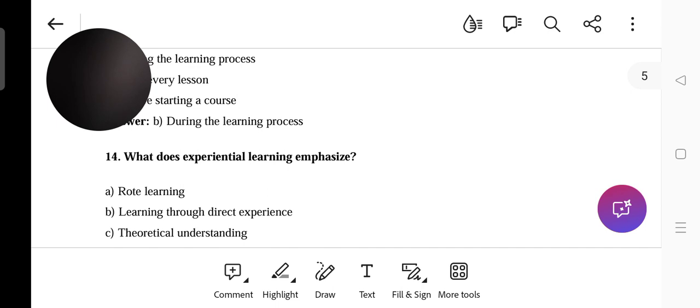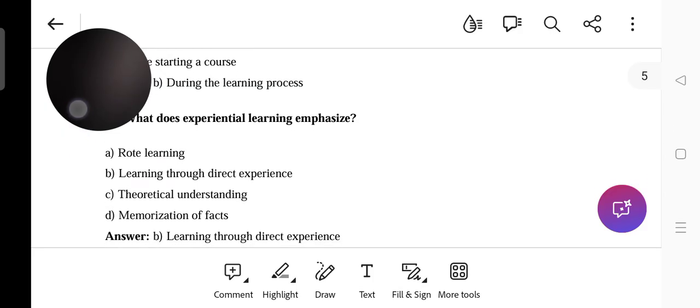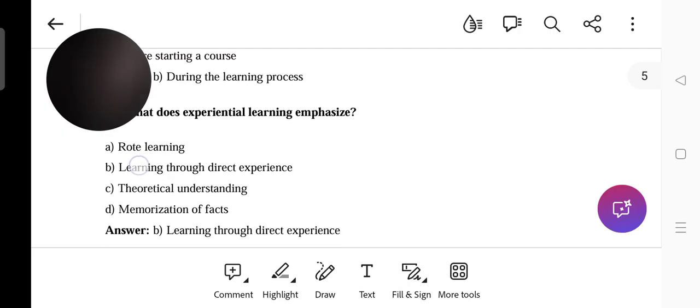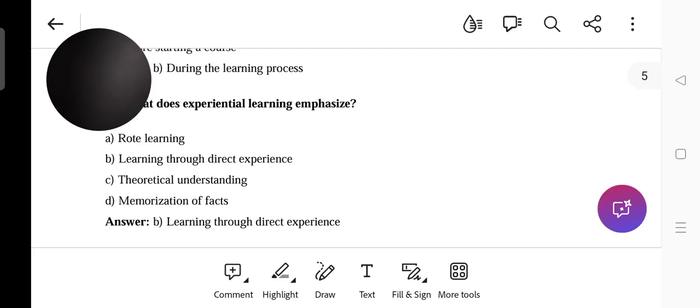The next question. What does experiential learning emphasize? Option A, rote learning. Option B, learning through direct experience. Option C, theoretical understanding. Option D, memorization of facts. The question is that what does experiential learning emphasize? Answer will be learning through direct experience.